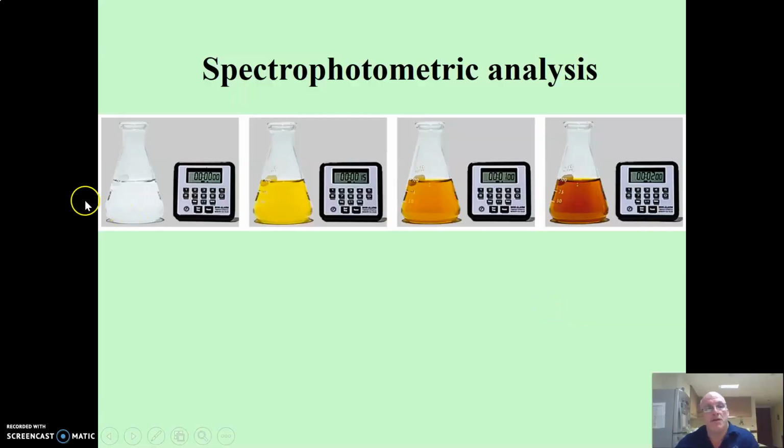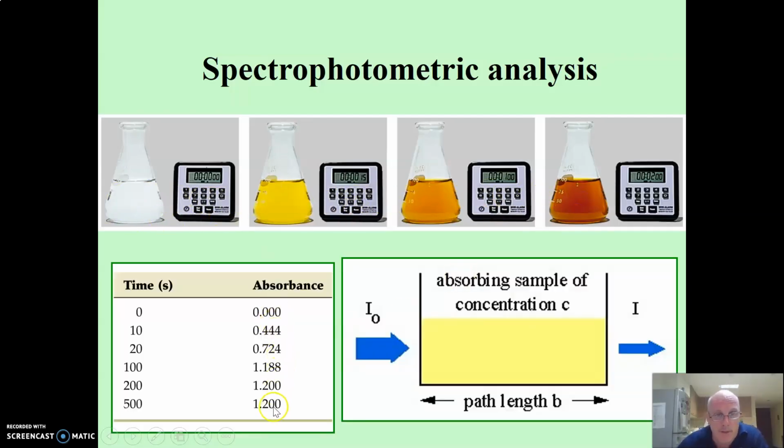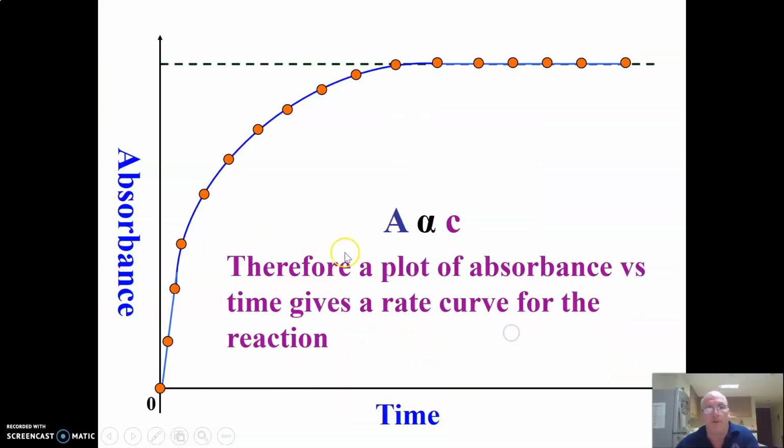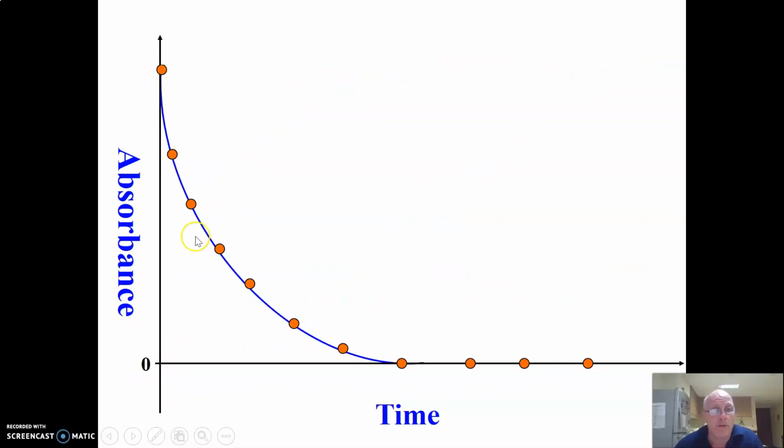Okay, so here this reaction is producing iodine, and it's getting darker and darker brown. You can see the absorbance is increasing. And we can then draw a rate curve if we want to. So we can see the absorbance is increasing, and the absorbance is proportional to concentration. So this is effectively a rate curve. Sometimes the absorbance goes down because you begin with a colored substance and it becomes colorless.